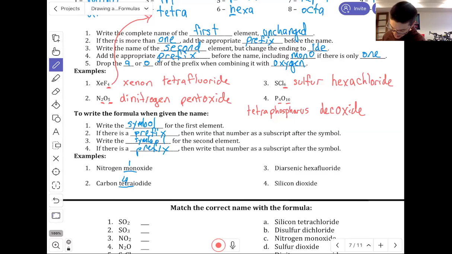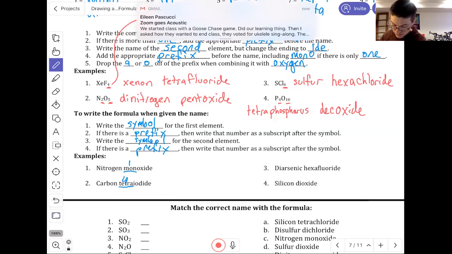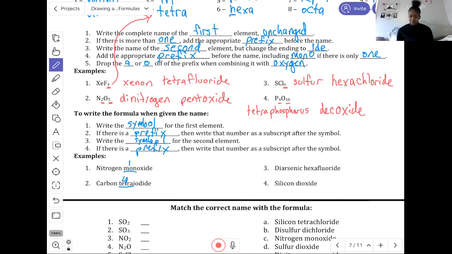So in number 3, what prefixes exist? Di and hexa. And di means 2, and hexa means 6. And in the last one, what prefix do we see? Just di. Okay? So all of those numbers that I just wrote, those become my subscripts on these things.